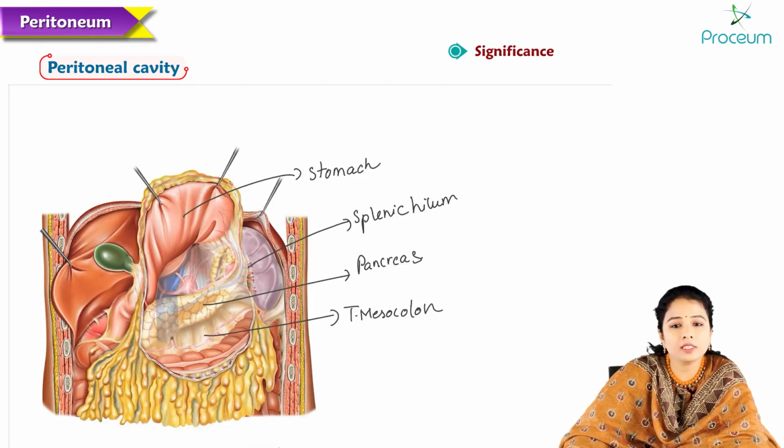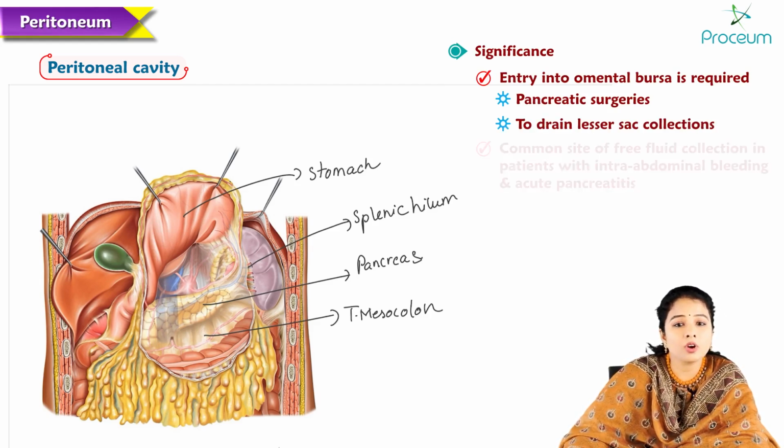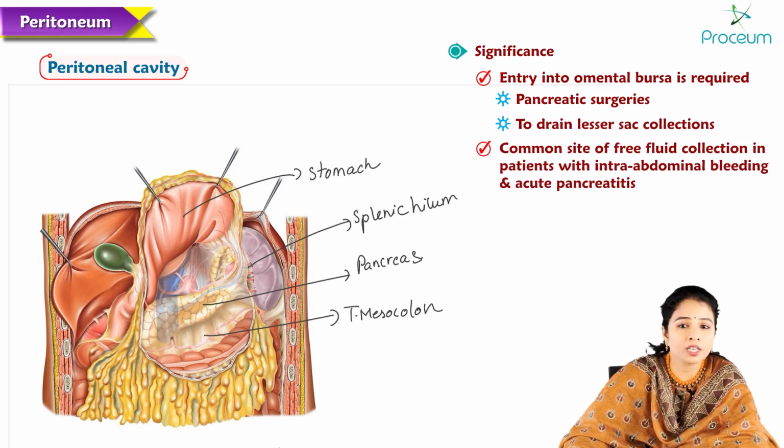So the clinical significance of omental bursa, it provides entry into the omental bursa which is required for pancreatic surgeries and to drain the lesser sac collections. It is the common site for free fluid collection in patients with intra-abdominal bleeding or acute pancreatitis.